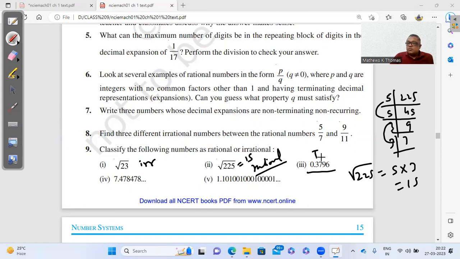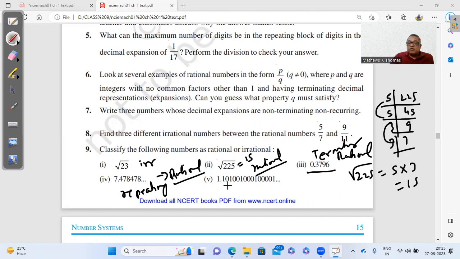0.3796, this is a terminating number, right? All terminating numbers are rational. The 0.3796 has stopped. When it has stopped, that is called a terminating number. All terminating numbers are rational. So the third part is rational. 7.478, 478: if you see, the numbers are recurring, and there are 3 dots indicating it is repeating. So all repeating numbers are also rational. So this is a rational number, because all terminating numbers are rational, and all repeating numbers are also rational.